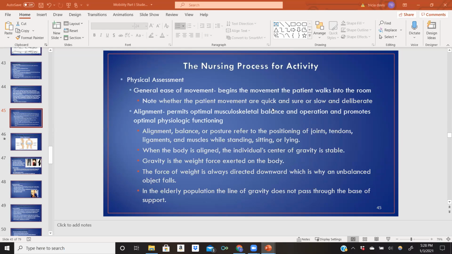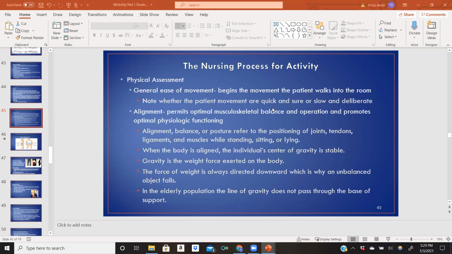Note their alignment, their balance, or posture. Does it refer to the positioning of their joints or their tendons when they're sitting, standing, or lying? When is the body aligned? Where's the patient's center of gravity, and is it stable?